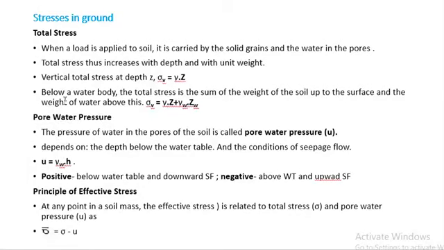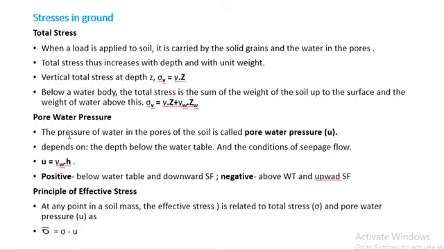Stresses in ground. Total stress. When a load is applied to soil, it's carried by the solid grains and the water in the pores. Total stress thus increases with depth and with unit weight. So the formula is sigma v is equal to gamma into Z. If there is water above the soil or ground surface, then you have to add the water stress also.